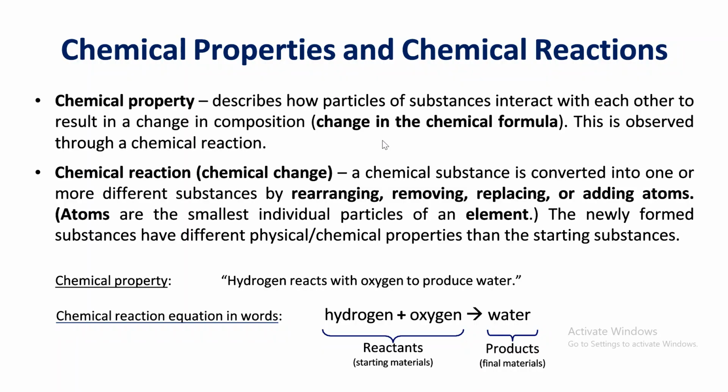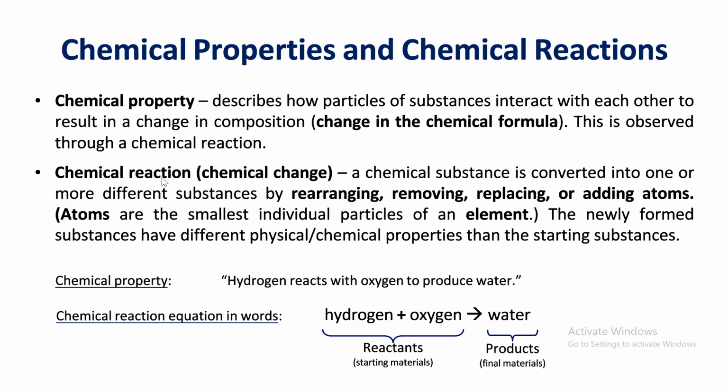Now, a chemical change will also, as you see highlighted here, or bolded, I should say, change the chemical formula. So a chemical change will change the chemical formula, and this will be observed by a chemical reaction. So in a chemical reaction, you have a substance that will be converted into one or more different substances, and that's the key thing.